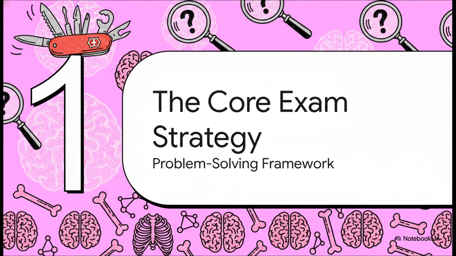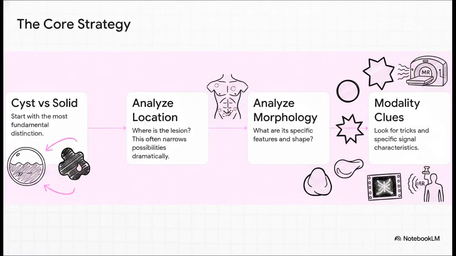All right, first things first, our core strategy. I want you to think of this as the foundation for everything else we're going to cover. This is your go-to problem-solving framework for pretty much any case they throw at you. It's like your diagnostic Swiss Army knife for exam day. And it starts really, really simple. The very first question you should always ask yourself when you see a lesion is: is this thing cystic or is it solid? That's it. That's your starting point.